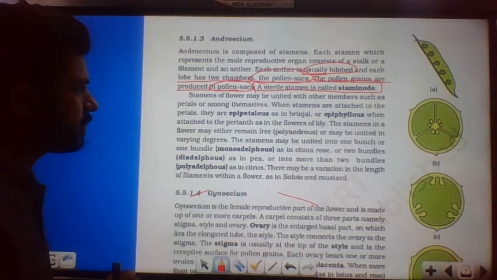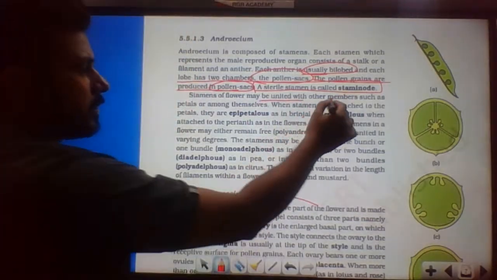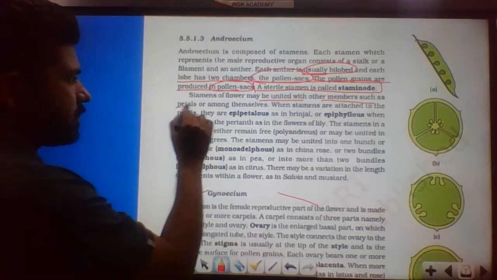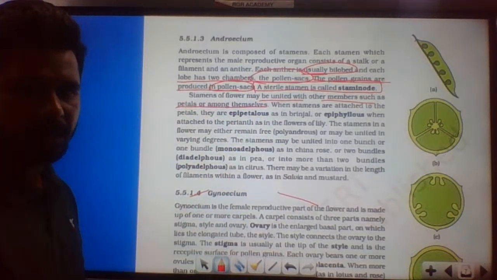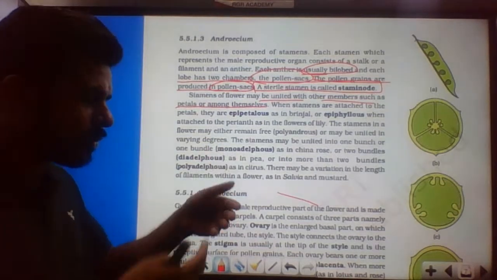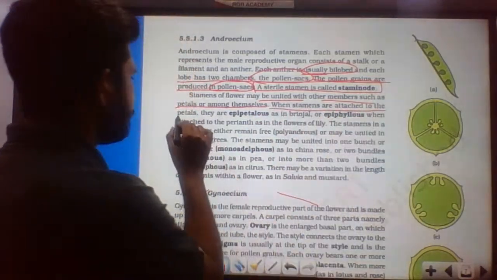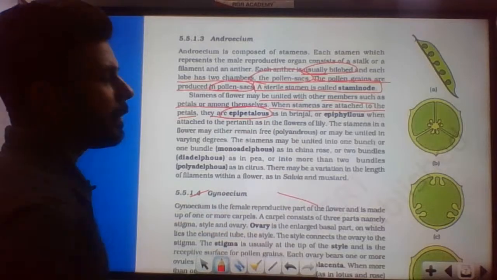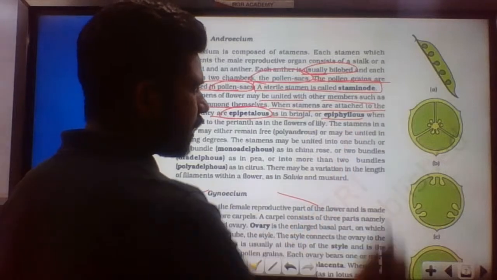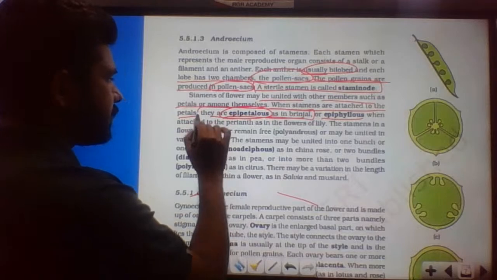The second point: stamens of flowers may be united with other members. Other members are nothing but sepals and petals. Just as petals fuse among themselves, sometimes stamens also fuse. When stamens are attached to the petals, they are epipetalous, as seen in brinjal. Epiphyllous, when attached to the perianth.